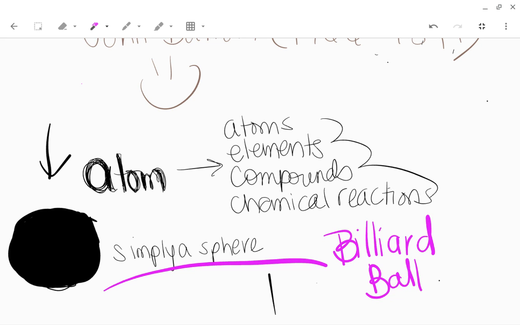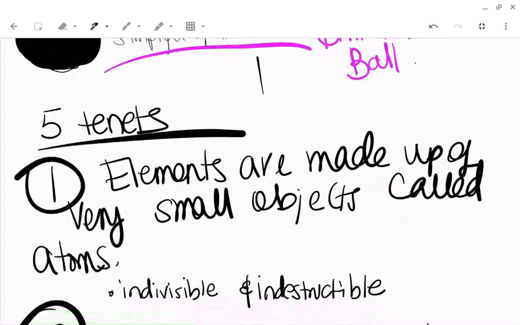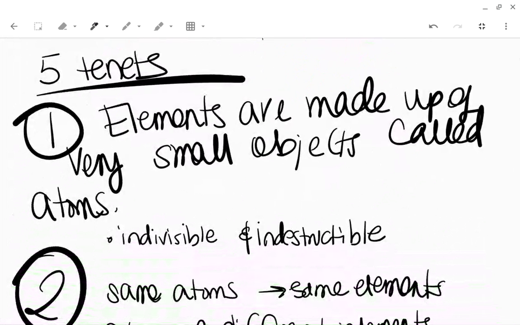So John Dalton had 5 tenets in his theory. You should know or understand all of them. Number 1, elements are made up of very small objects called atoms. They are indivisible and indestructible.